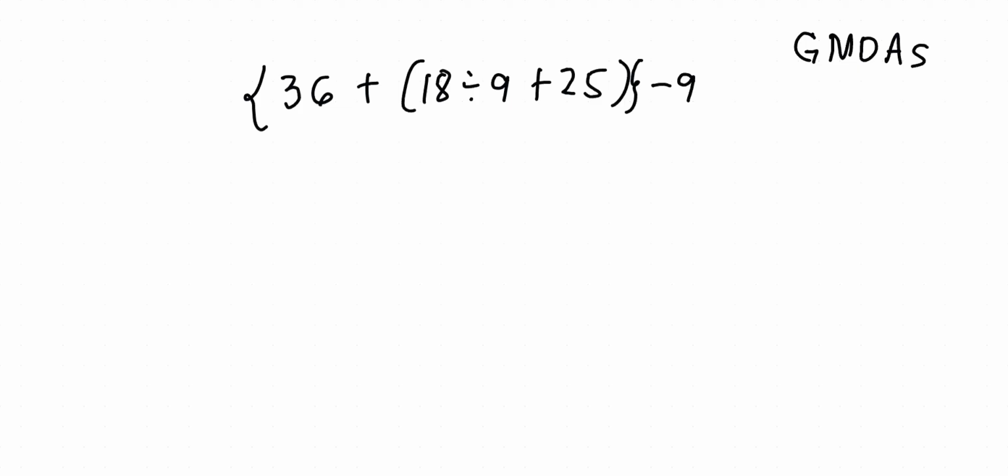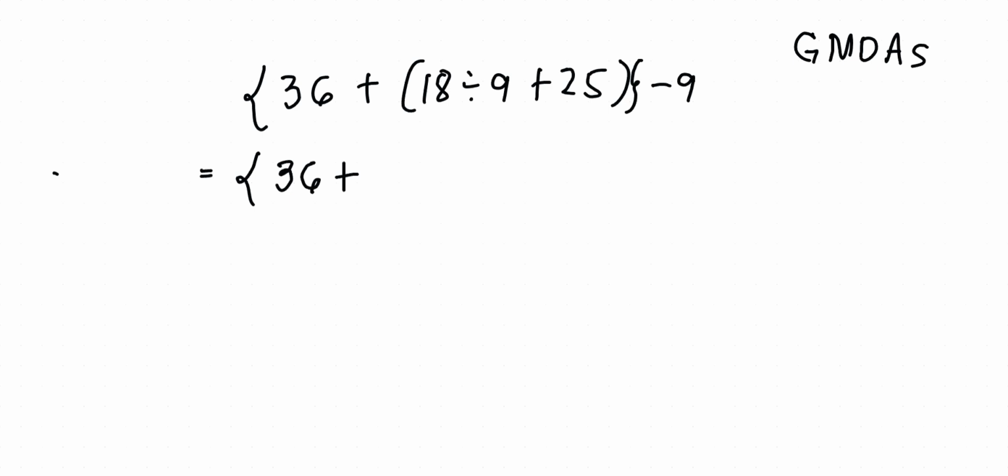Okay, next one. We can see here it has multiple groupings again. So we have the braces and we have the parentheses here. Minus 9 is not included in the groupings, okay? So let's just copy this one. 36 plus, so we have to solve first the inner grouping, which is 18 divided by 9 plus 25.